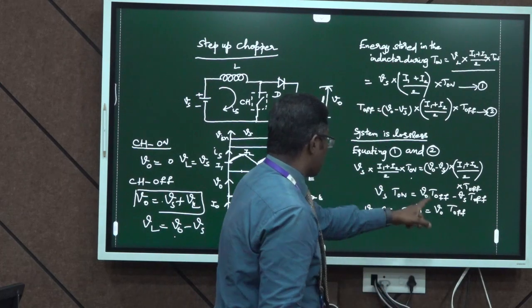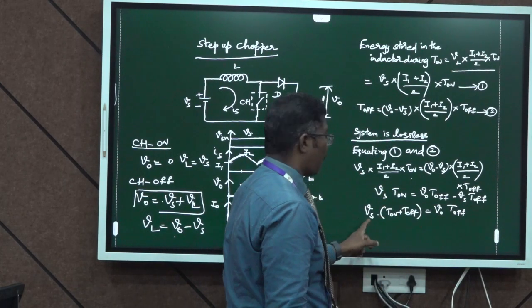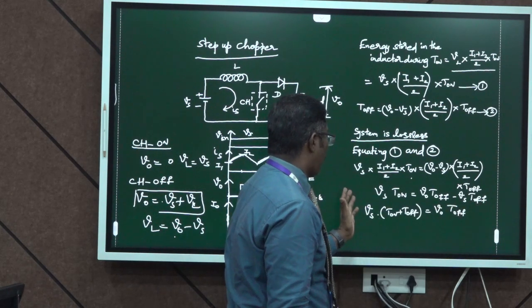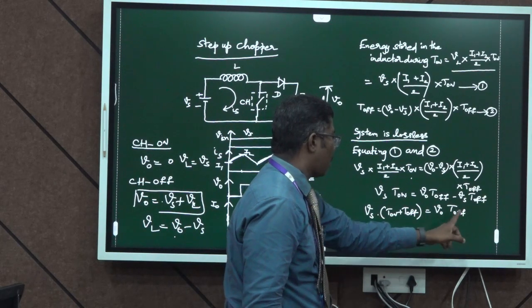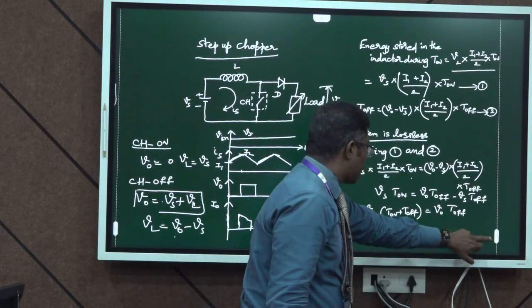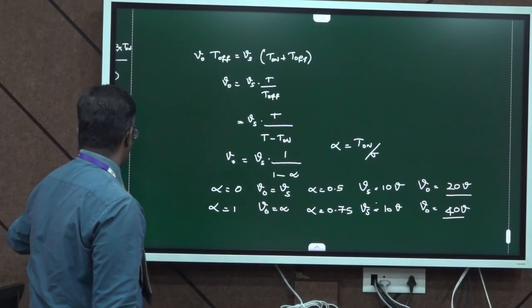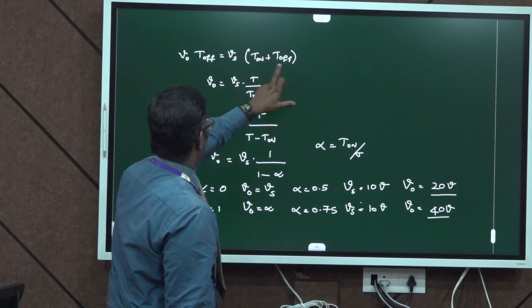By equating these two terms, I am having the parameter Vs as common. So, I am bringing this term Vs into T off to the left hand side. So, Vs into (T on plus T off) will give you the equation V0 into T off. This is the final expression that I am getting. I am simplifying further. V0 into T off is equal to Vs into (T on plus T off).